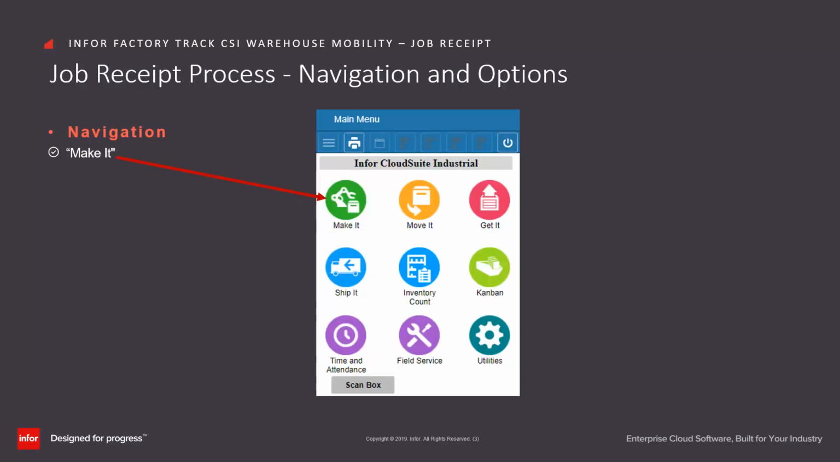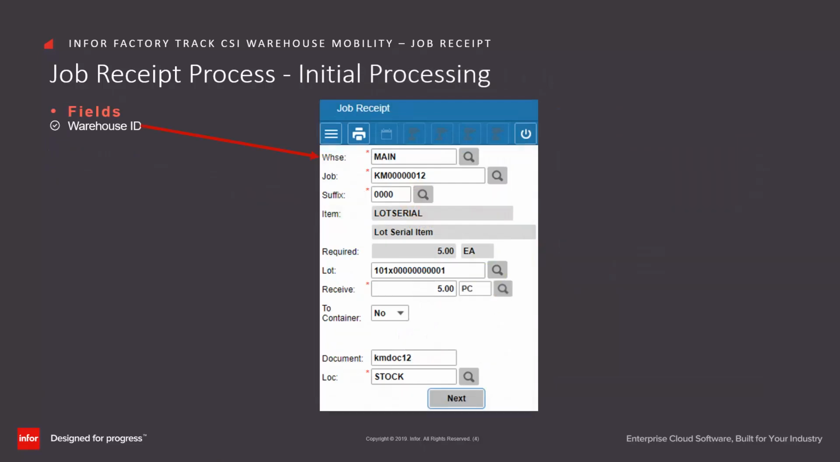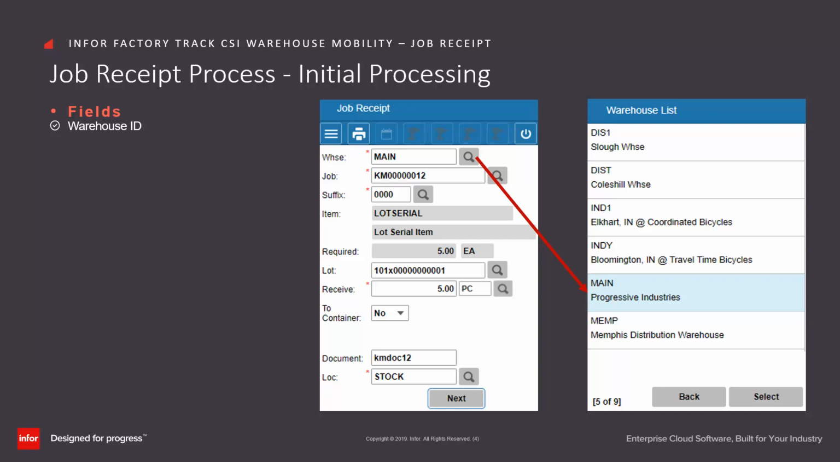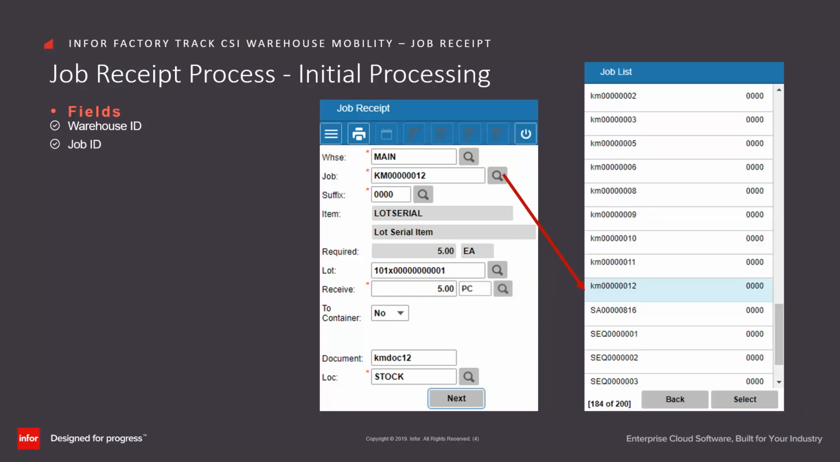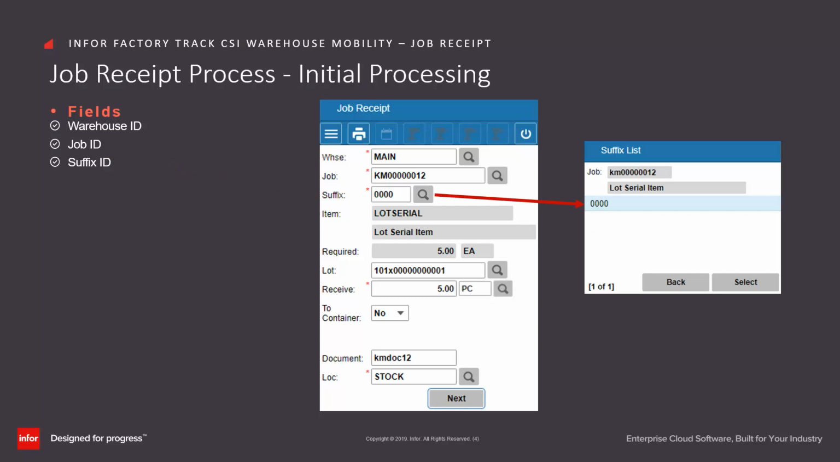In order to start the receiving process, from the Info Factory Track Warehouse Mobility main menu, click on the Make It icon. This then navigates to the Production Transaction screen where you click on the Job Receipt icon. To process the job receipt transactions, the following fields are used. We enter or select from drop-down the Warehouse ID. We enter or select from drop-down the job. We enter or select from drop-down the suffix ID. Note that this defaults if only one suffix exists for the job.